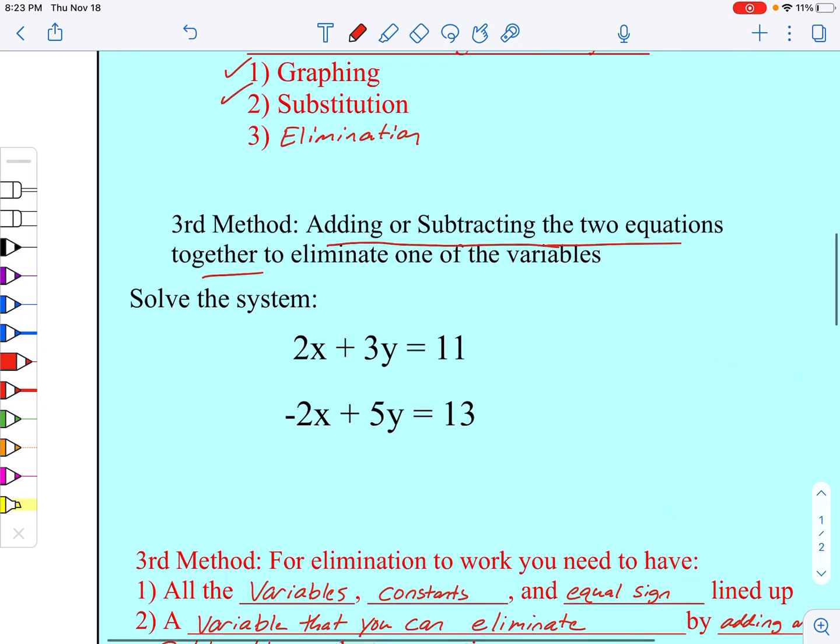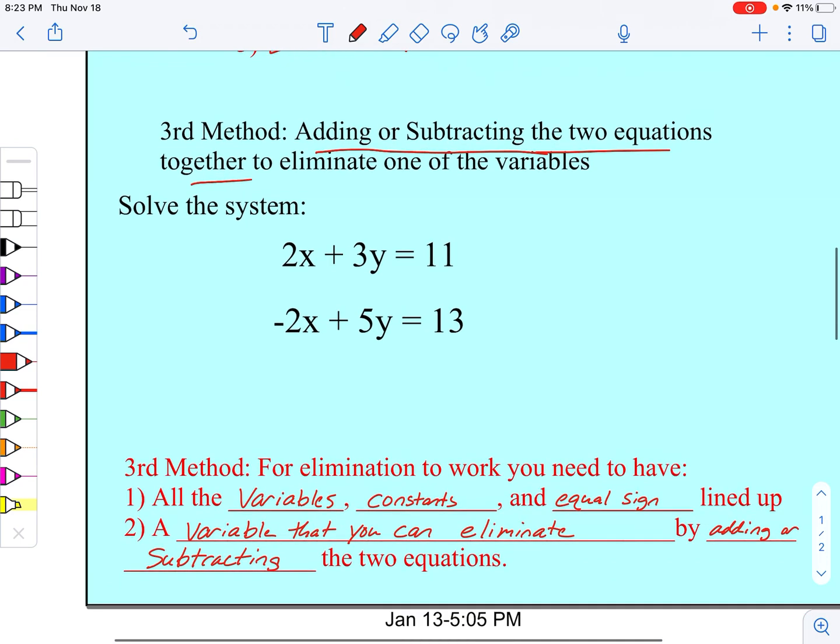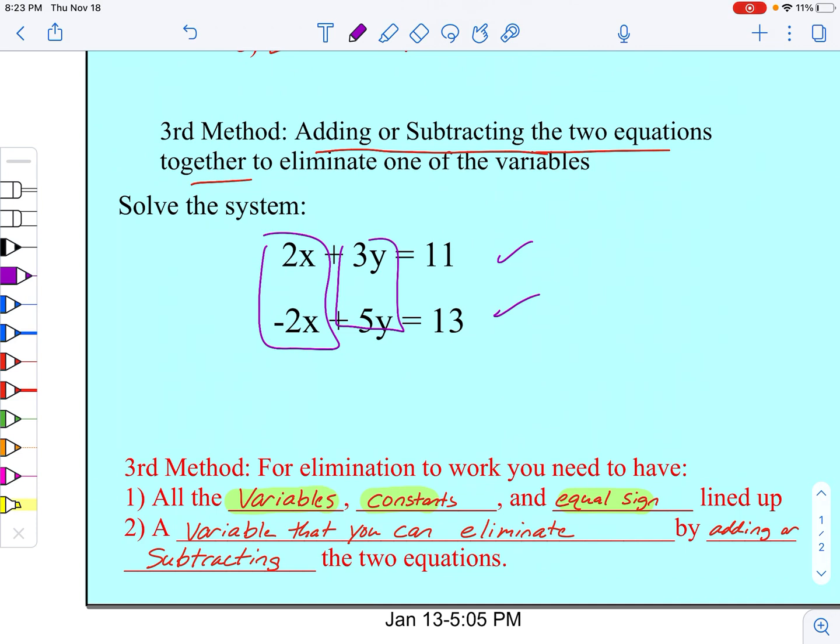Okay. Now, if you need to pause the video here, I've got some things I'd like you to write down below. Again, just like graphing, just like substitution, there are things that we need to have so that we can actually use this method. Number 1 is we have to have all the variables, the constants, and the equal sign lined up for both of the 2 equations that we're using. So in this case, you can see that is the situation we have right now. I have the x's on top of each other, the y's on top of each other. Here's the equal signs, and here's the constants. So I have everything lined up.